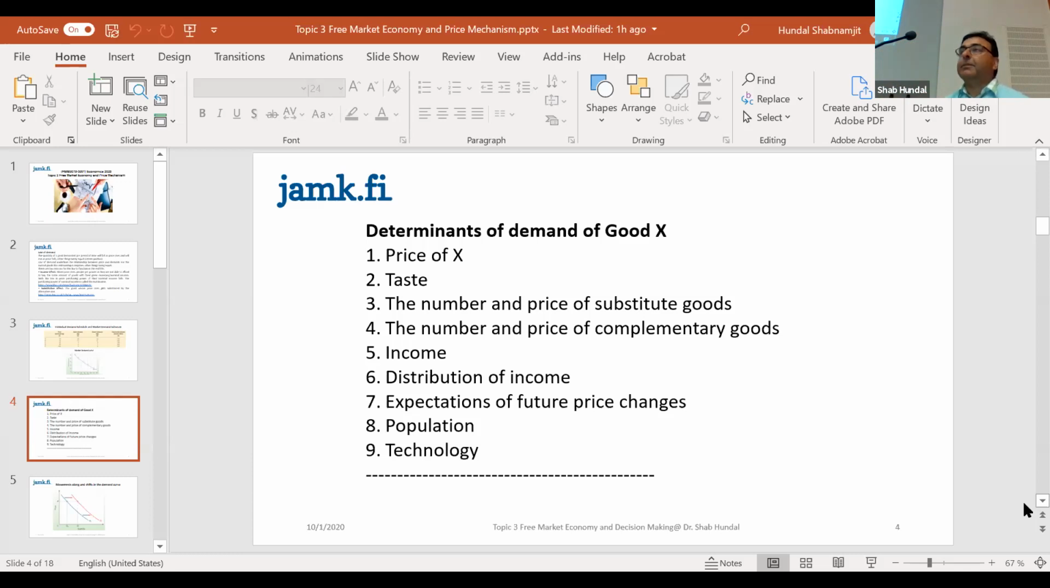The number and price of complementary goods. When the price of automobiles goes down, what happens to demand for petrol? It increases. Is anybody answering? Demand will go up, because when the price of automobiles goes down, people will buy more automobiles, and when they buy more automobiles, they need more petrol. Yeah. What about income?